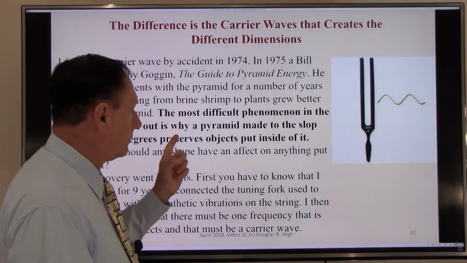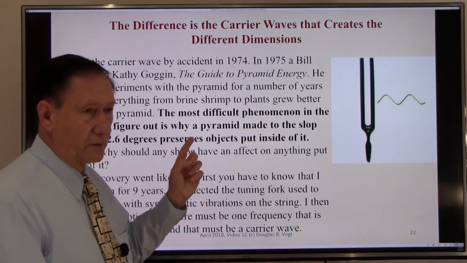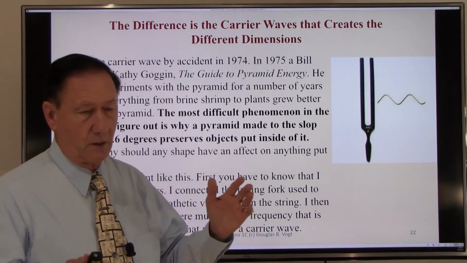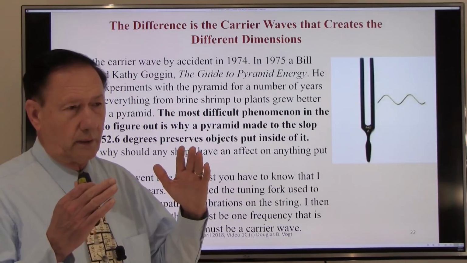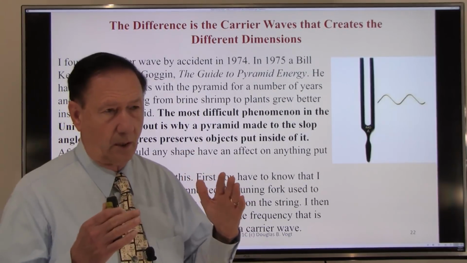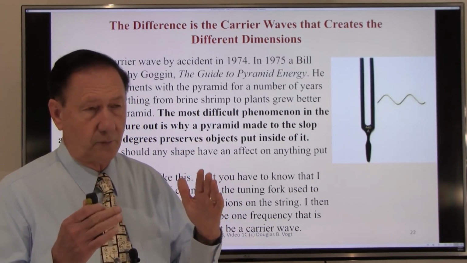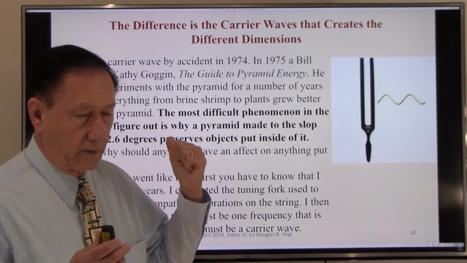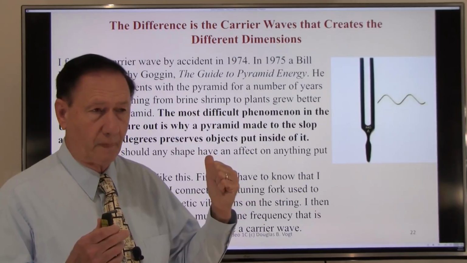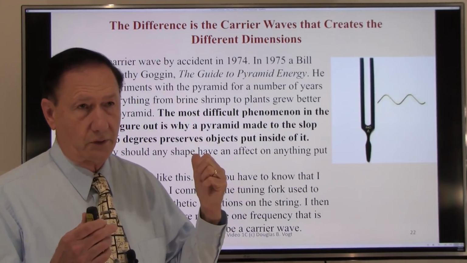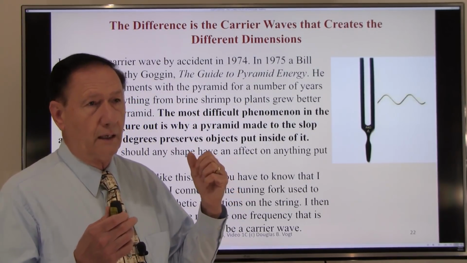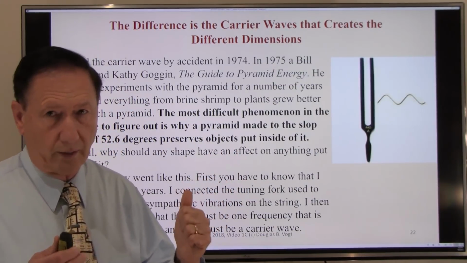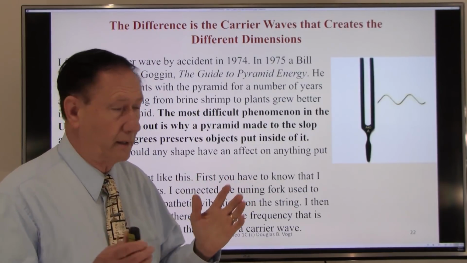the most difficult phenomena in the universe is why a pyramid based on a certain slope. Now, in the old days, we thought it was based on pi, 51 degrees, 51 minutes, 14.5 seconds. When my friend Gary and I discovered that formula 1 over the square root of e gives you the arc cos of 52.66 degrees, it's about a degree different, but that's the real correct angle. So I want people to understand that.